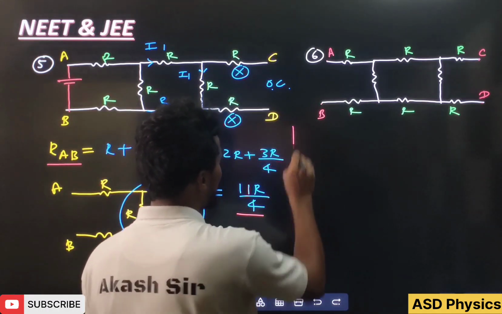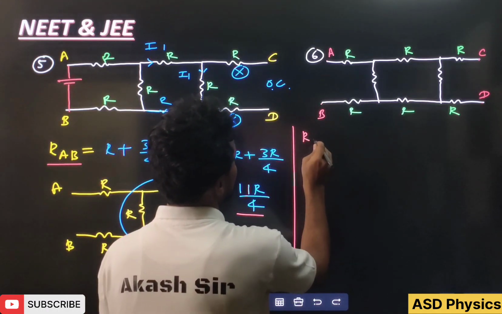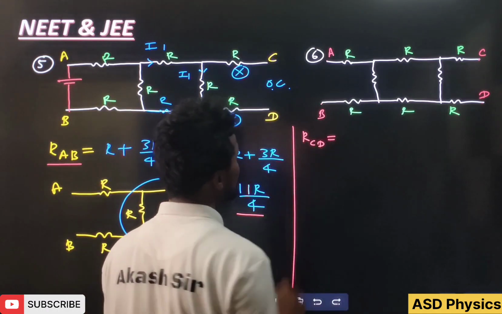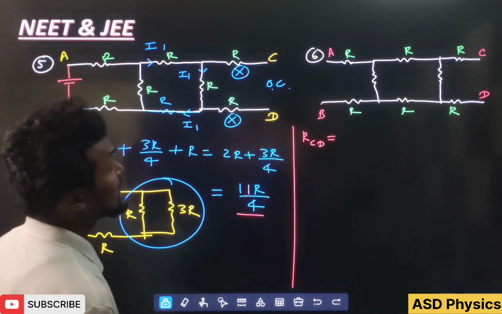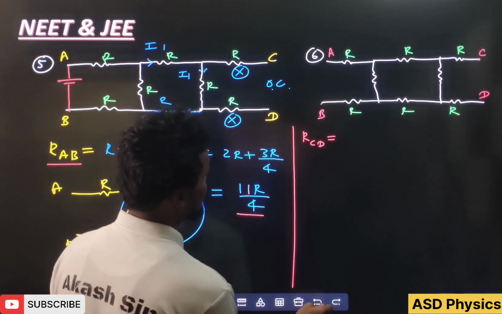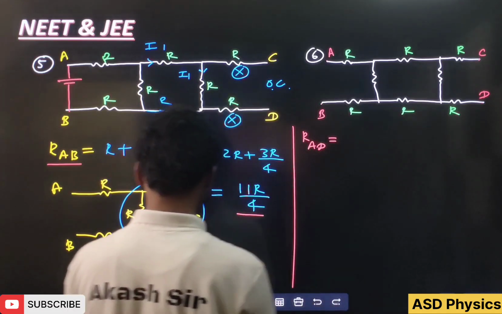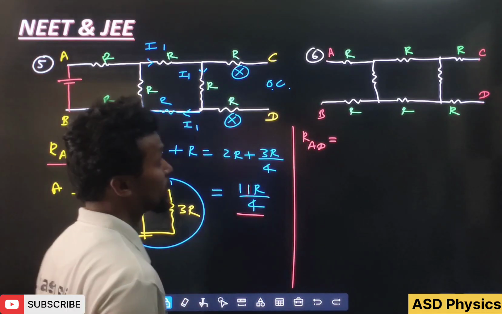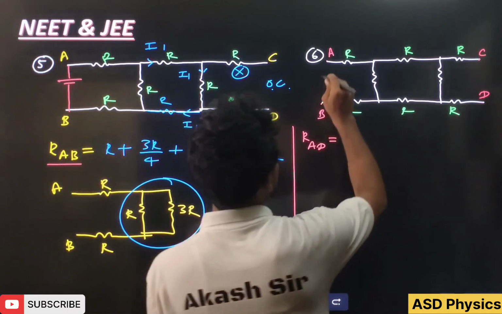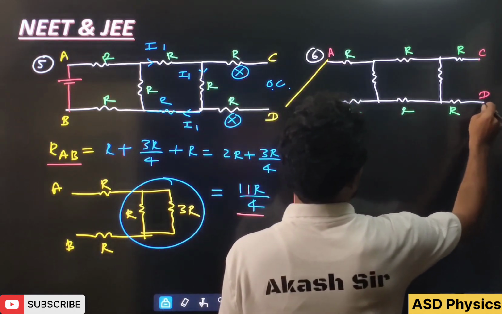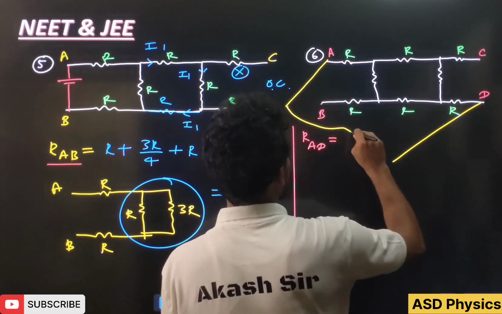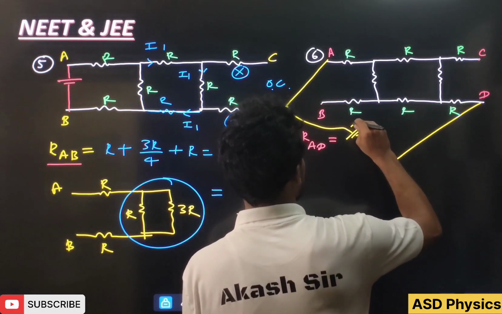Now in the last question, what is there students? Very, very important. They used to ask the resistance between point AD, not CD. We can write here RAD. So here what will happen, students, if you want to get the resistance across point AD, here I will apply one battery.